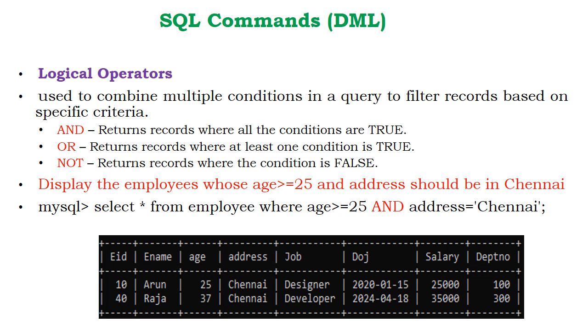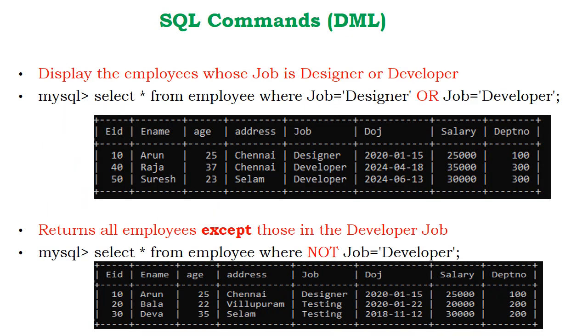For example, display the employees whose age is greater than 25 and whose address is in Chennai. Here there are two conditions, and both must be satisfied. Those cases become true, and the remaining cases become false. Based on the condition, it will display the record. The OR operator you can also apply, so if either condition is true, it will display the record. And the next one is NOT. Except the developer, the remaining records will be displayed here.